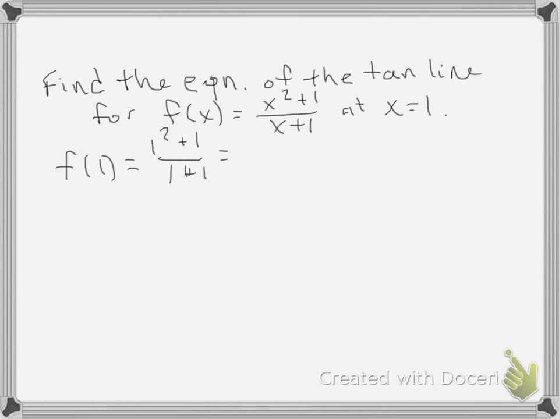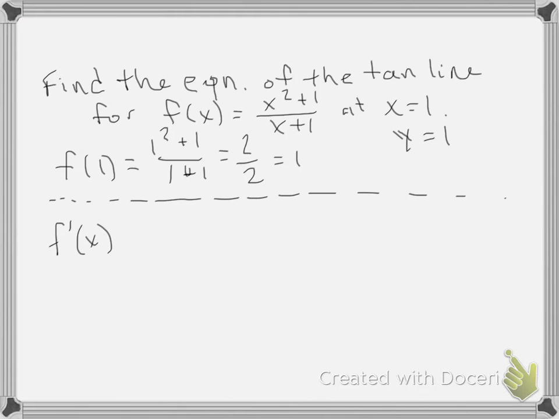So 1 squared is 1, plus 1 is 2, 1 plus 1 is 2, 2 divided by 2 is 1. So not only do I have that x equals 1, but I also have that y equals 1. Now I'm going to go ahead and take a derivative. So that part is done. I don't need to worry about that anymore. I need the derivative in order to get the slope.